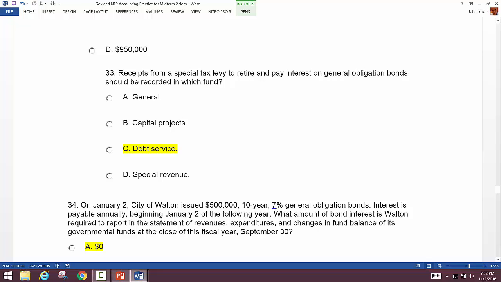Okay, ready? 33. Receipts from a special tax levy to retire and pay interest on general obligation bonds are accounted for where? Debt service fund. That's their job, isn't it?